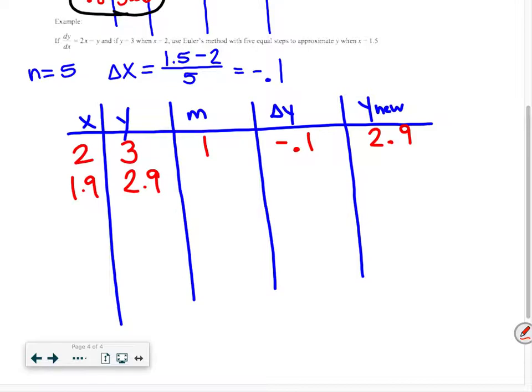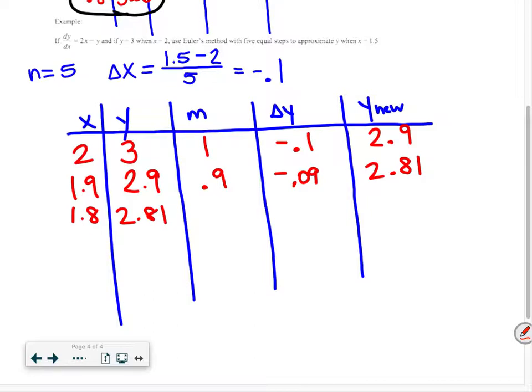All right, what's our slope for 1.9, 2.9? 0.9. When we multiply that by change in x, we get negative 0.09, so our new y is 2.81. So our next coordinate is 1.8, 2.81. This is our third step. You're probably going to need a calculator to do some of this. You can do it without, it just might be a bit of a headache.